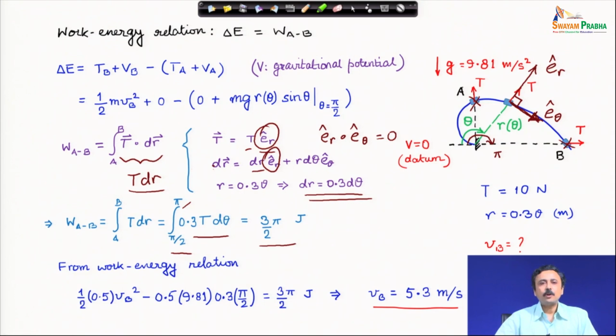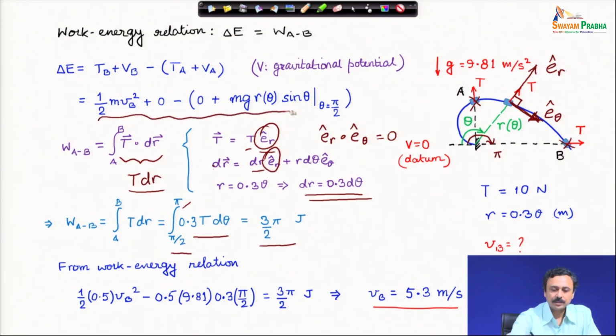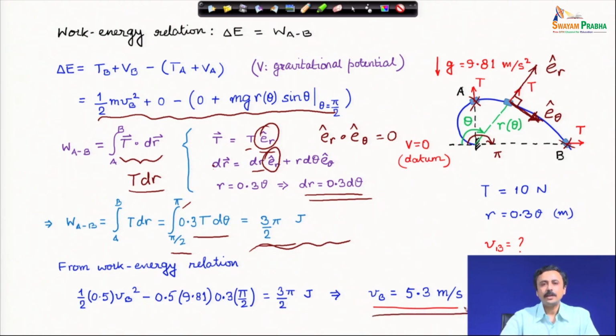Now, it is straightforward algebra. You have to equate this expression and this expression, which I have done here, and finally, the velocity at point B is 5.3 meter per second. So, this is straightforward.